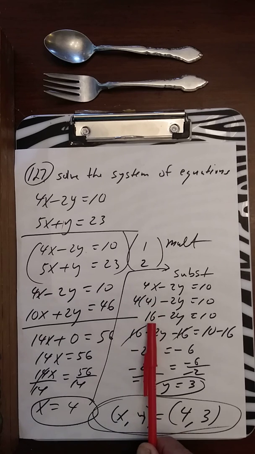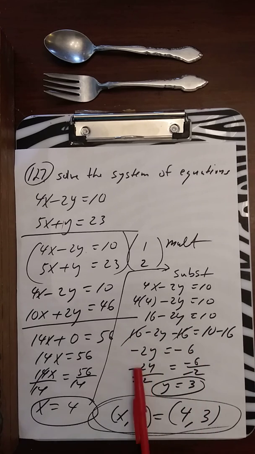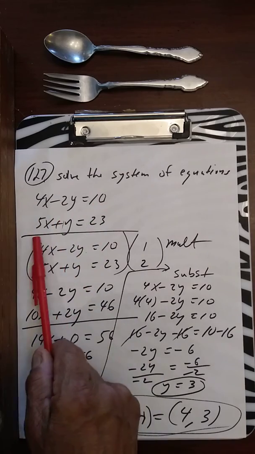4 times 4 is 16, minus 2y is this. 16 minus 16, these are gone. And that's going to be negative 6. Negative 2, this is, divide by negative 2, divide by negative 2, so y is a positive 3. So now I have x is 4, y is 3. In the same order too. X first, then the y. X is this one, and then the y is that. If you put these two numbers here, it works for both of them.